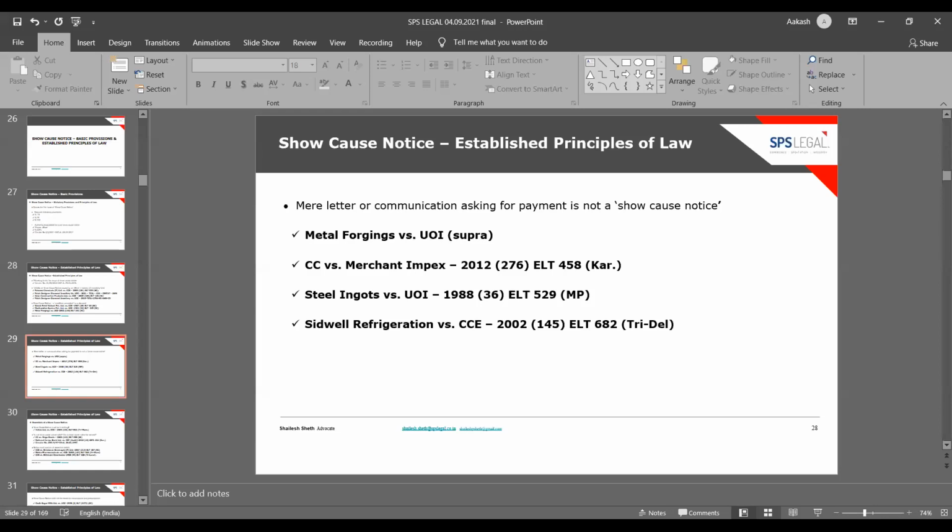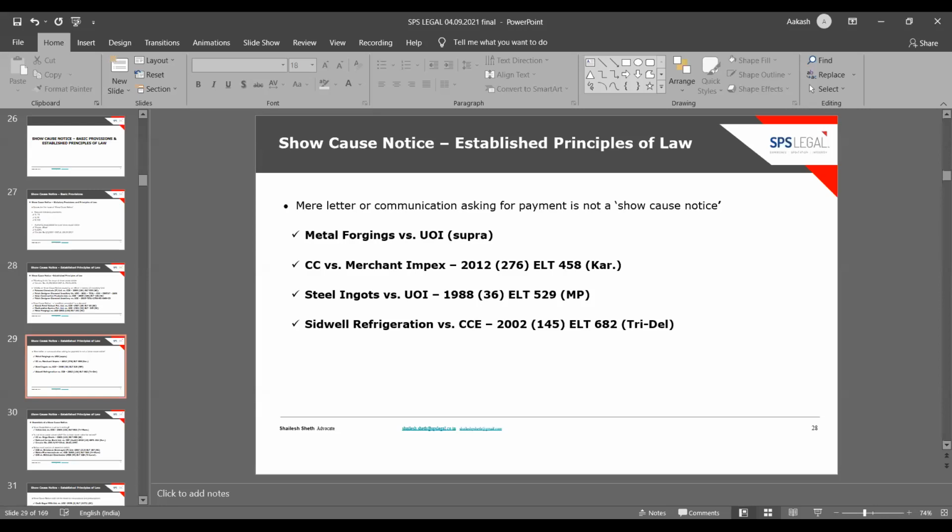It is in this context that we have to see that if a letter or communication comes from the departmental authority, whatever the authority may be, asking for the payment on any count or reversal of the ITC, then it is not a so-called notice and it is not binding in law on the SSE. He is not obliged in law to really. He may give his explanation, but he is not obliged in law to adhere to that dictate and make the payment.